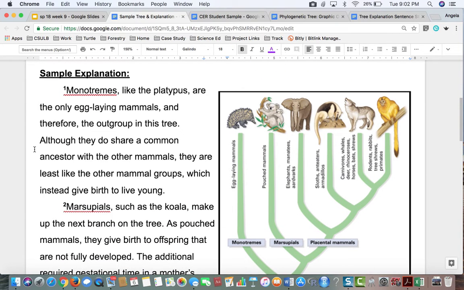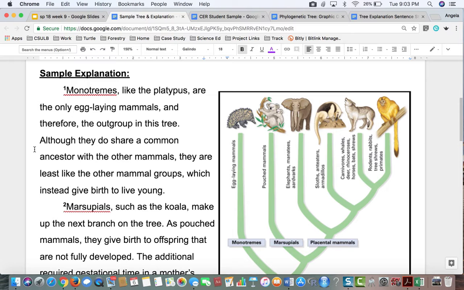So the sample explanation is written in my words, which means it sounds like me, a teacher. I've also chosen to add some extra information in here for you since mammals are one of the groups on your tree. I did it to help you as well, and it's some information you might want to use for your own tree. And you can add it to your evidence that you have already collected. So here we go. Let me read this to you guys.